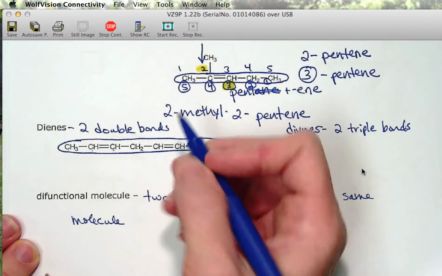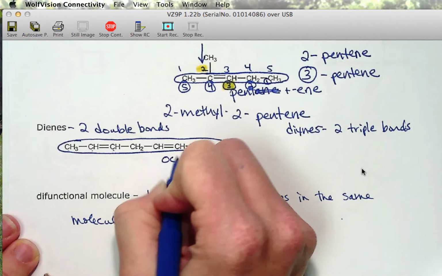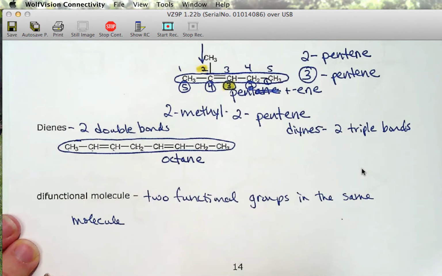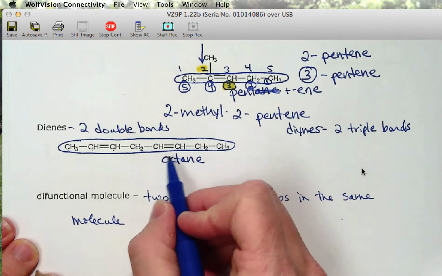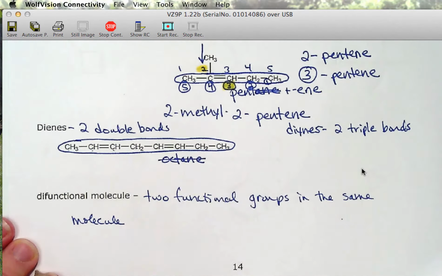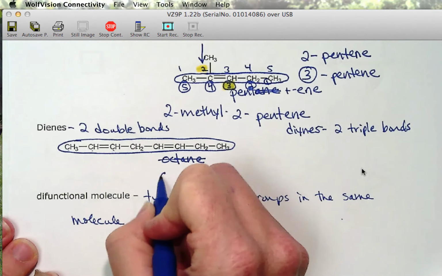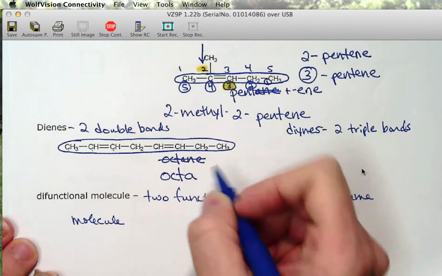So this would be octane. But it's not anymore. It's octadiene.